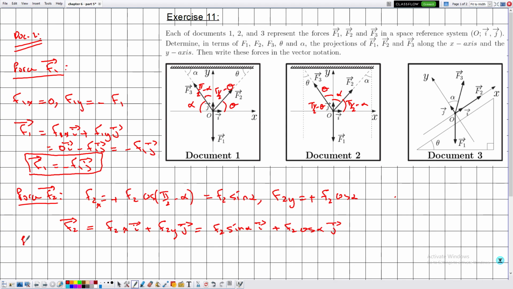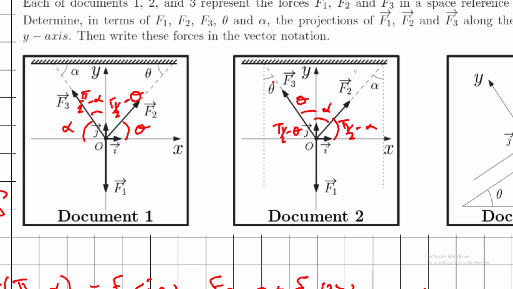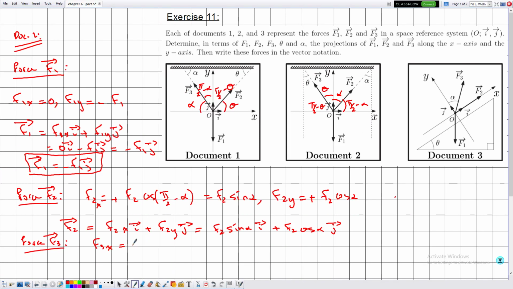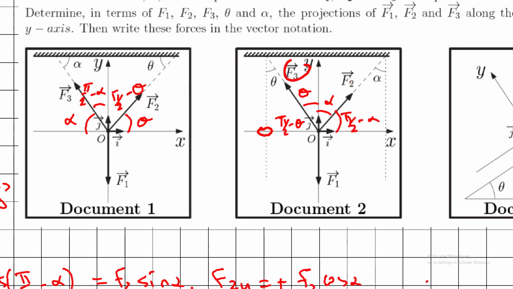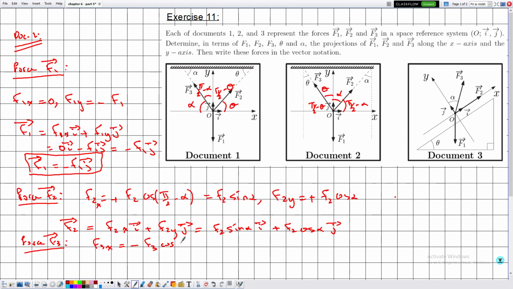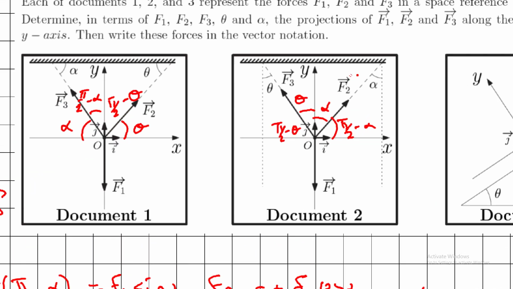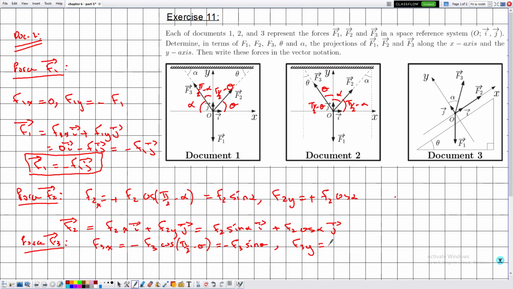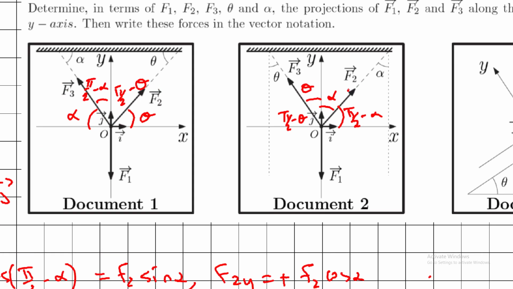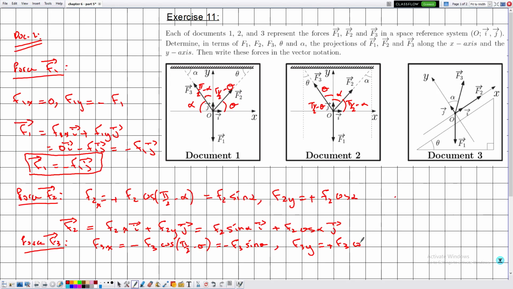Now as for the force F3, so F3x: notice that F3 is pointing in the negative direction of the x-axis, so it's minus F3 times cosine of the angle between F3 and the x-axis, and this is given by pi by 2 minus theta. So this is equal to minus F3 sine theta. As for the y component, notice that F3 is pointing in the positive direction of the y-axis, and the angle in this case is given by theta, so it's given by cosine theta.